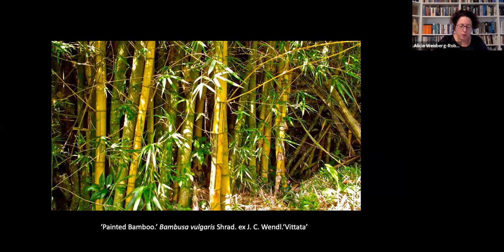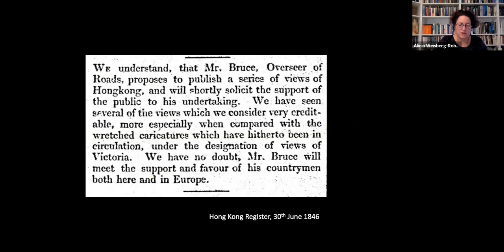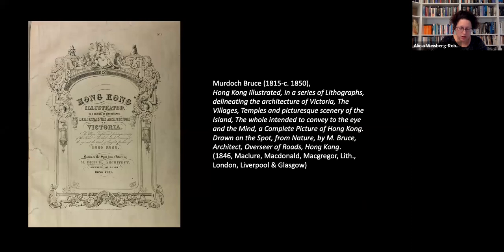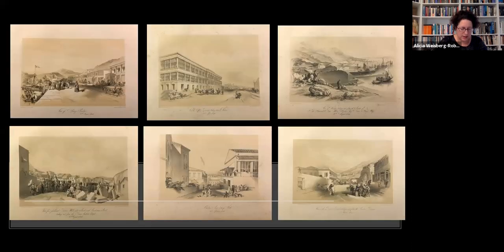Bruce was a shaper, portrayer, and ultimately a victim of the climate of the South China coast. In the summer of 1846, his print series was promoted in the pages of the Hong Kong Register. The series of 12 views that were duly published by the London, Liverpool, and Glasgow-based lithographers, McClure, MacDonald, and McGregor, are the most comprehensive and most frequently reproduced images of early Hong Kong. Showing the title page. And they are, however, very little studied in their own right.